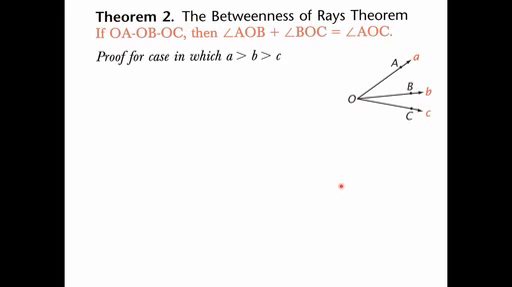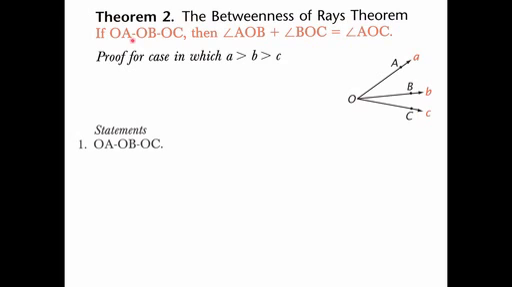Betweenness of rays theorem. Here's the proof to it. There is an assignment 1 problem that does this same proof, but it does the case where A is greater or less than B, which is less than C. So pay attention to this one. This one will help you in the problem sets. Where are we getting OB is between OA and OC? Getting the hang of this now.